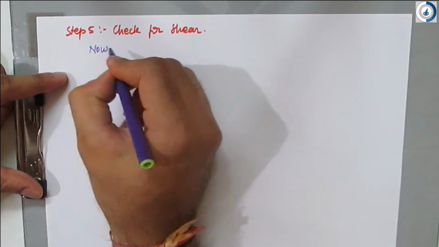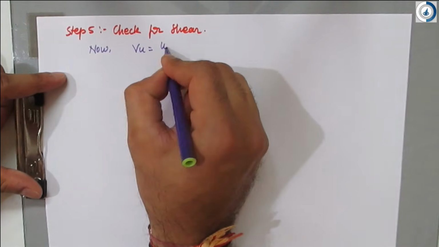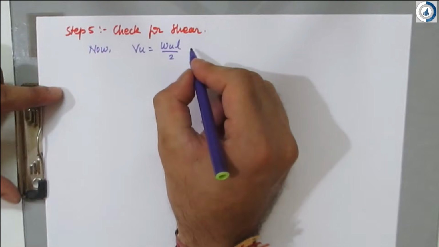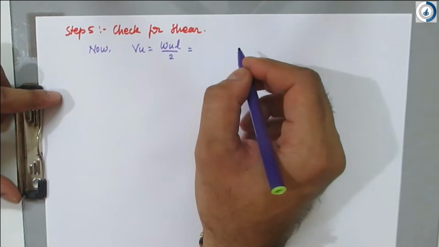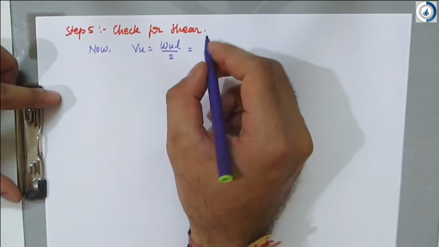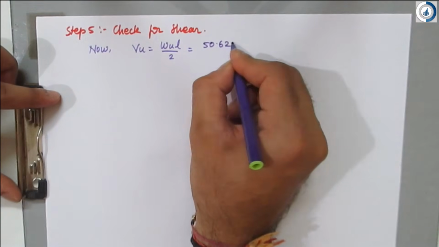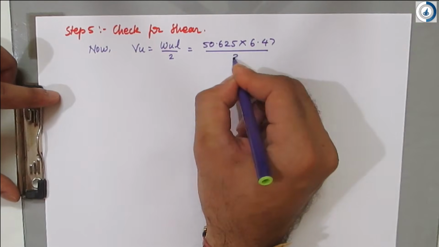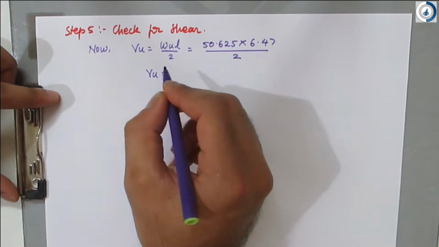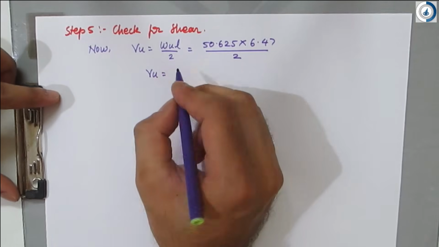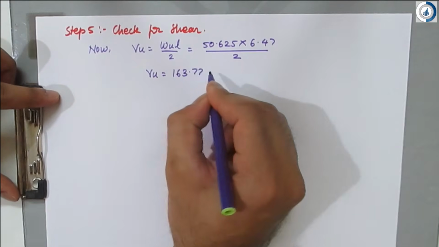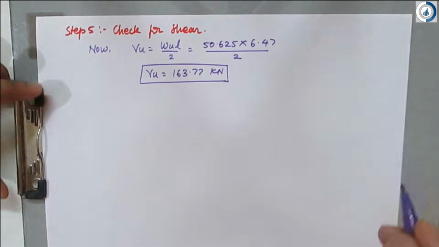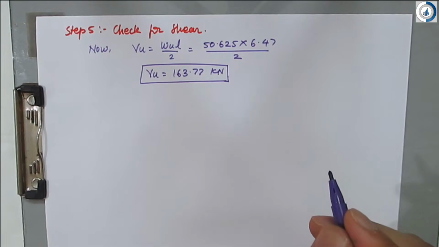Now VU equal to WUL by 2, because it is a simply supported beam carrying UDL load. So WU we calculated in the initial calculations, that is 50.625 kilonewton, into L, which was 6.47 meters, divided by 2. So VU, that is ultimate shear force, is 163.77 kilonewton. Okay, so this is again the usual steps which we follow for singly reinforced beam also.